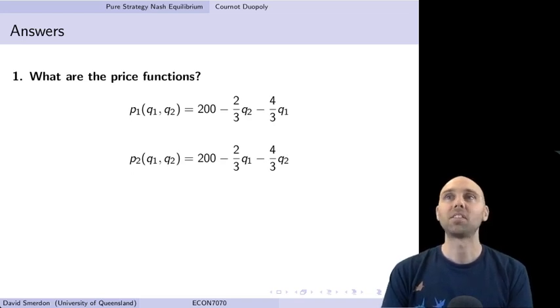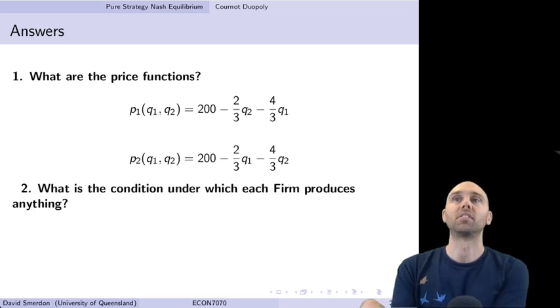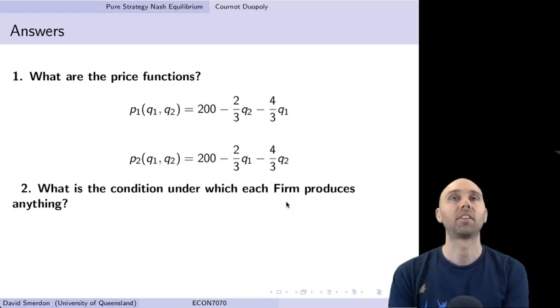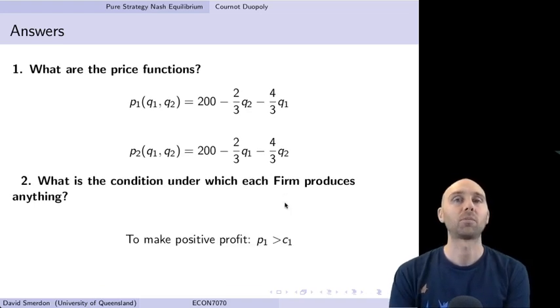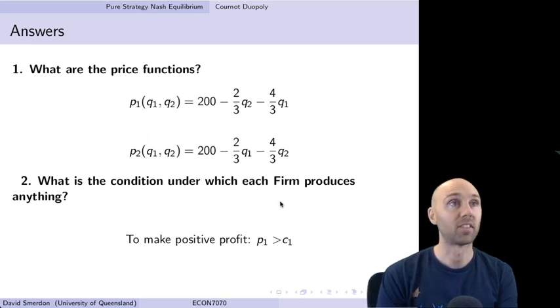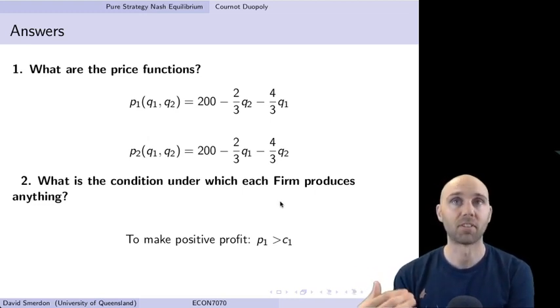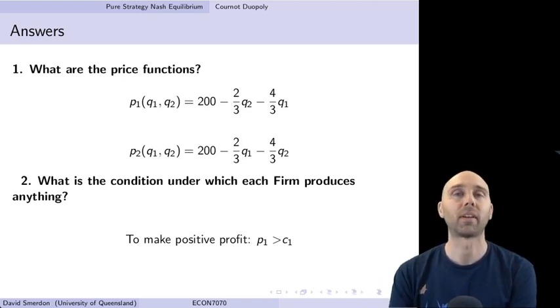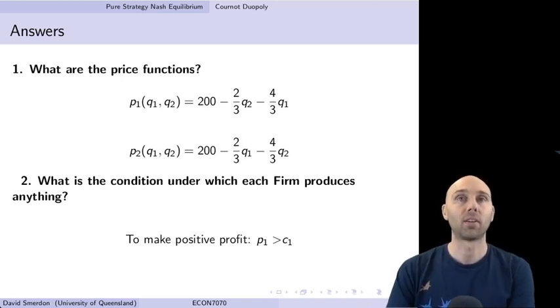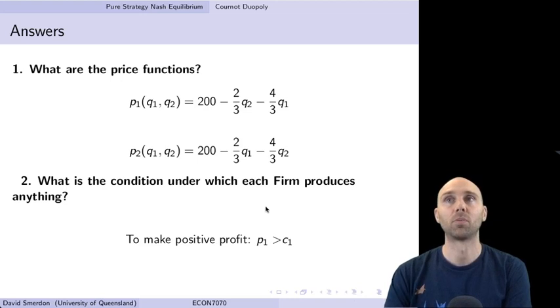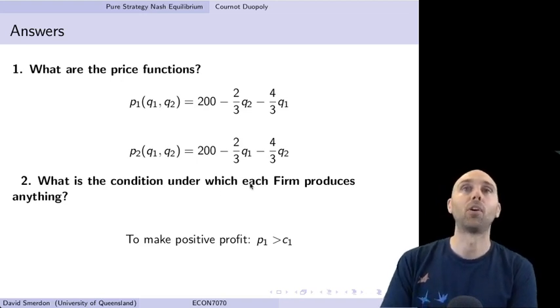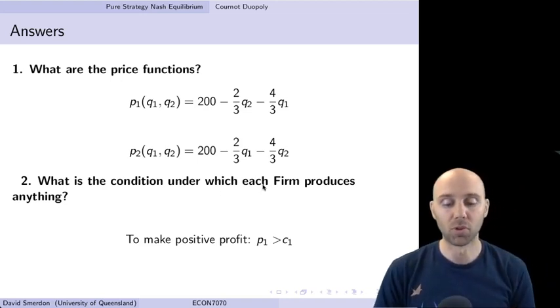What is the condition under which the firm produces anything? Well, to make a positive profit, it must be the case that P1 is greater than C1. Because we have a constant marginal cost, that means we've got a constant average cost. It must be the case that the price of an item is more than the cost to produce that item. Well, we know now what the price of the item is. So we're looking at a case for firm 1. When should firm 1 produce at all?